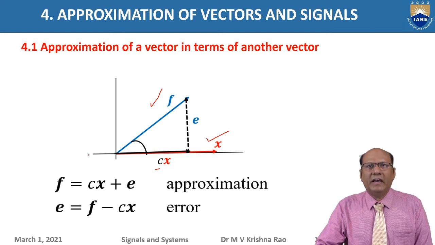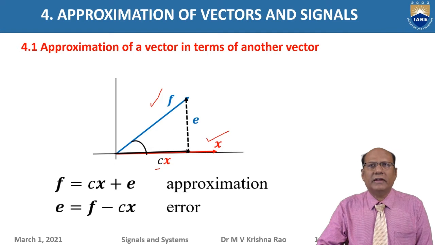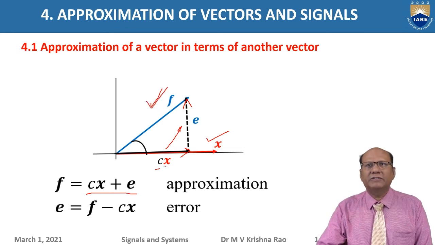For example, if I take F, this is a vector. This is the first vector, Cx is one vector, and E is another vector. So the first vector Cx plus E is equal to your first vector, that is F. Okay, Cx plus E equals F. So this is what approximation is. What is that approximation? This is the error, and this is the actual approximation.